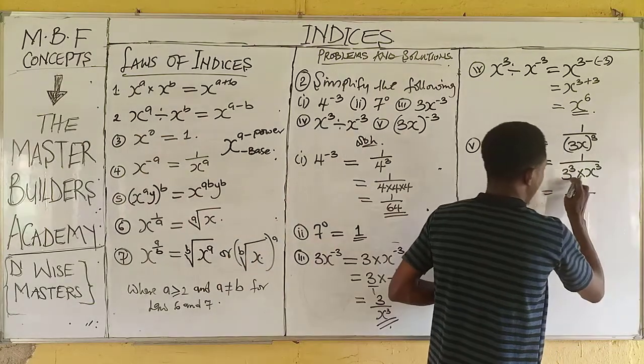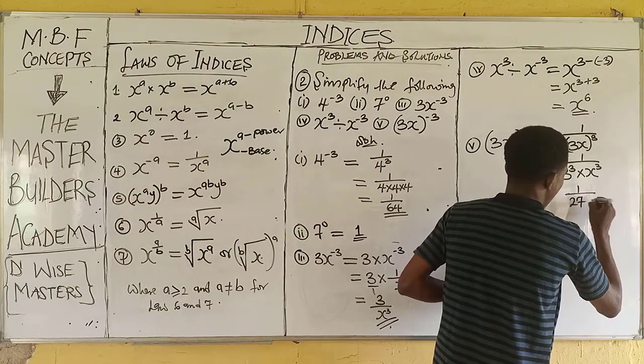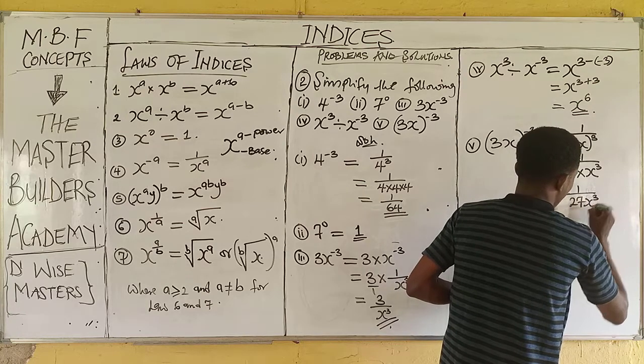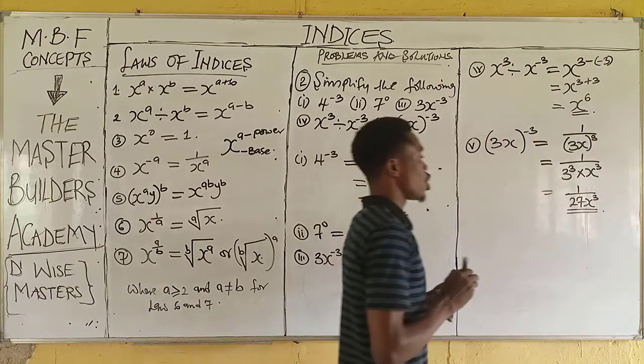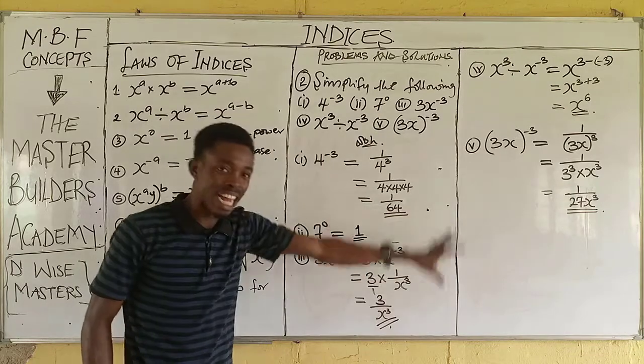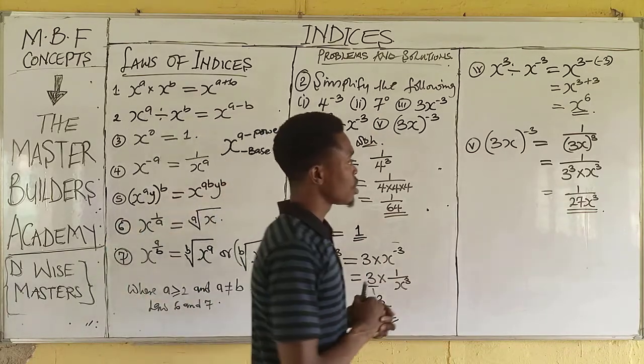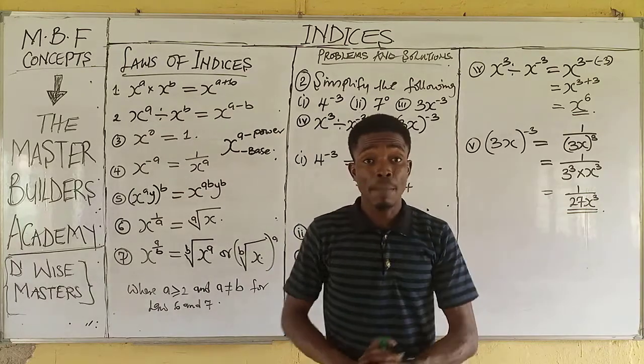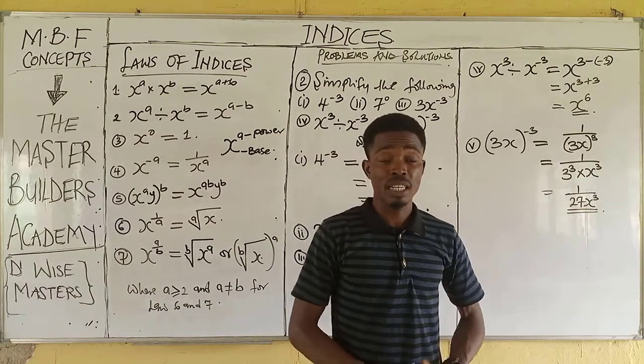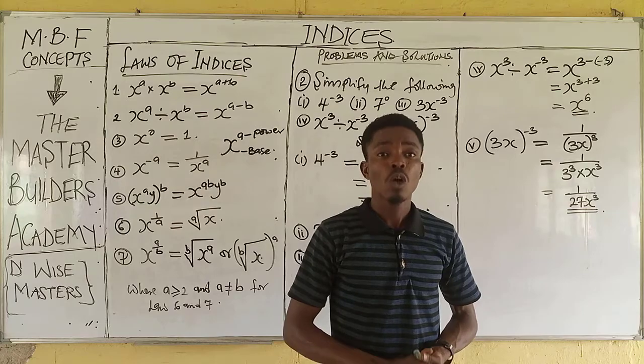1 all over 27, and x raised to the power 3 cannot be simplified further. We will stop at this point. So this is the answer to this very question we have on the board. So we are quickly going to solve question number 3 without wasting much of our time.